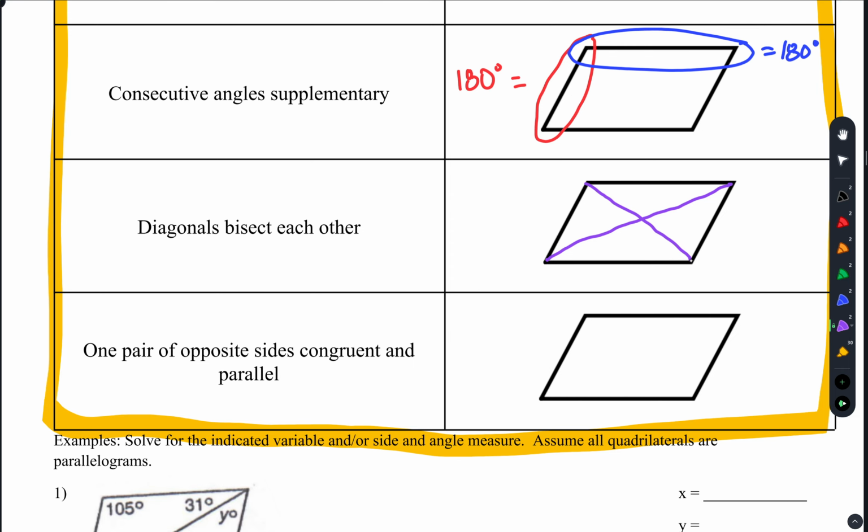What does that word bisect mean? It means they cut each other in half. So, this does not tell me that these two pieces are congruent. It does not tell me that all 4 of these little pieces are congruent. All it tells me is that each line is cut exactly in half. So these two halves are congruent, and these two halves are congruent.